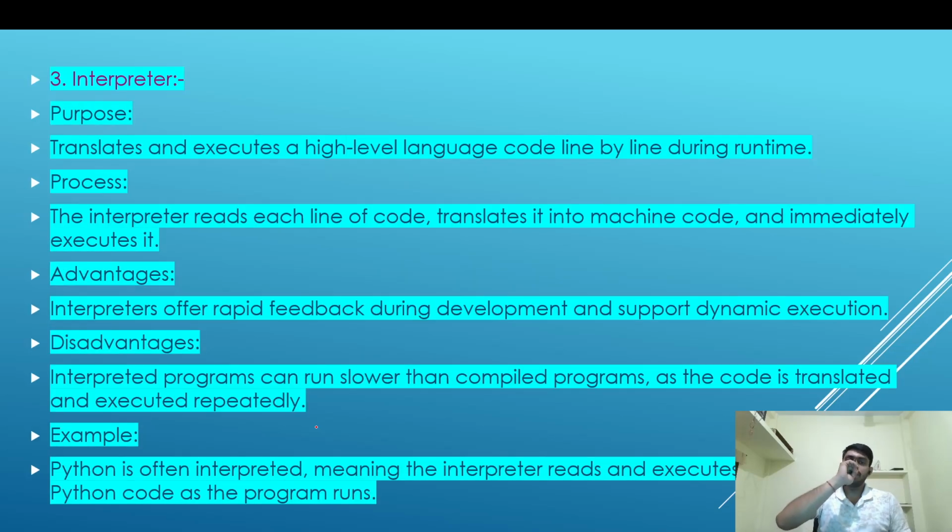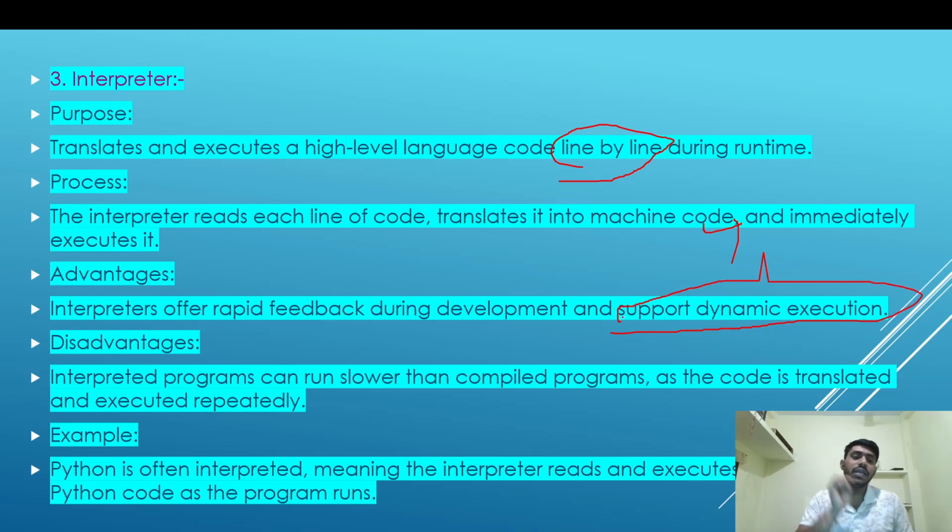Then the interpreter. Same thing, it translates and executes high level language, but line by line. In the process, it reads each line of code and translates it into machine code immediately. So the interpreter offers rapid feedback during development and supports dynamic execution. For every line, it checks whether the line is correct, then moves to the next line. Okay, the disadvantage is that it is slow compared to the compiler. So Python is an interpreted language, meaning that the interpreter reads and executes each line of code as the program runs. Clear my point?